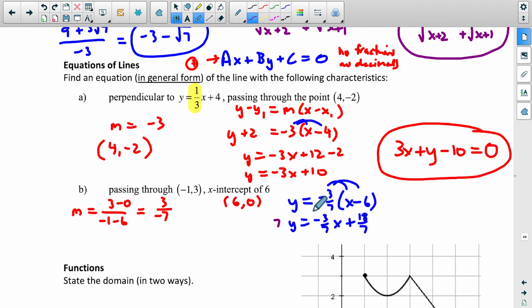Multiply everything by 7. So in this term here, the 7's will cancel. And in this term here, the 7's will cancel. It's only this one you actually need to multiply. So you will get 7y equals negative 3x plus 18, and then again move everything to the left. So you get 3x plus 7y minus 18 equals 0.